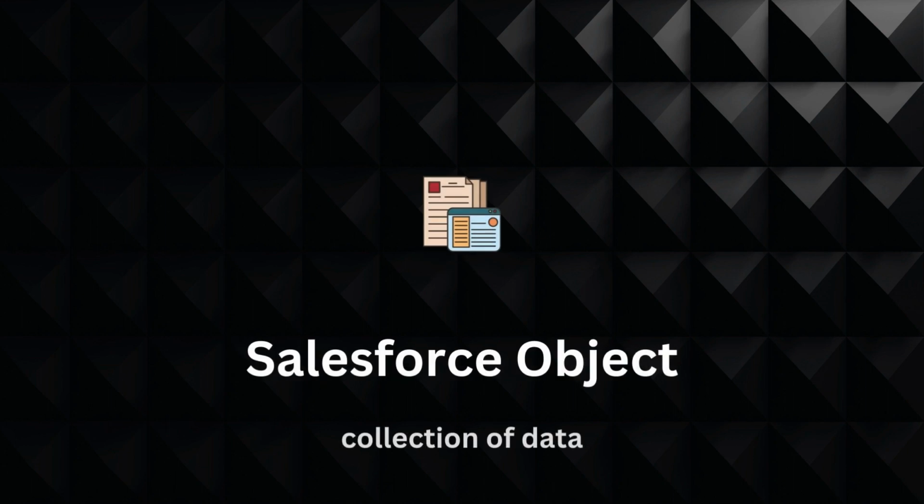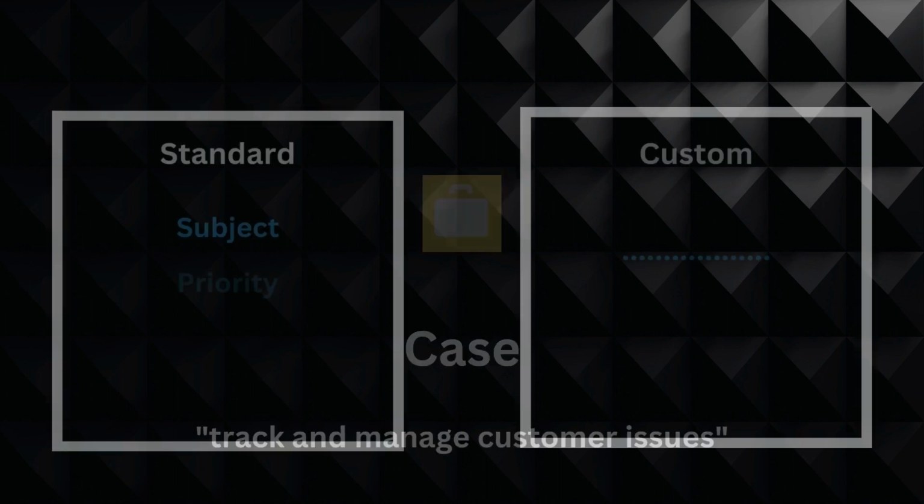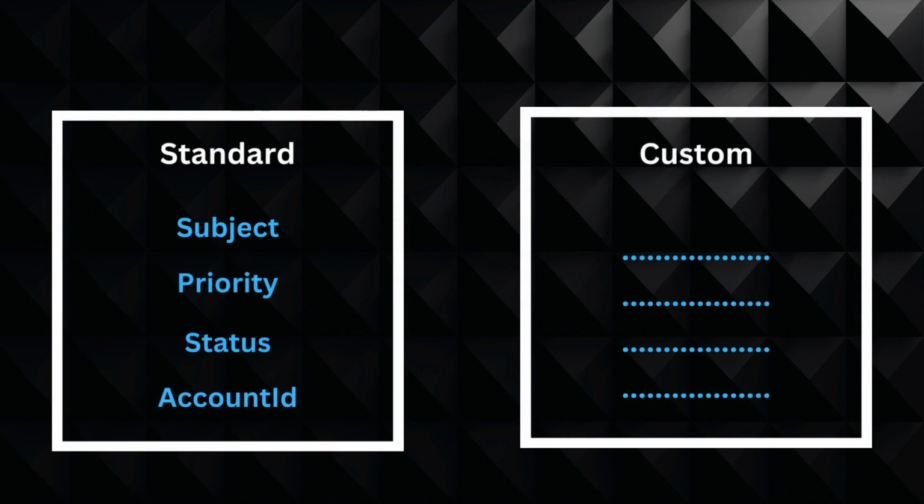In Salesforce, an object is a collection of data that is used to store and manage information. The case is a specific type of object that is used to track and manage customer support issues, such as service requests, technical problems, and billing inquiries. So, what information is stored in the case object?